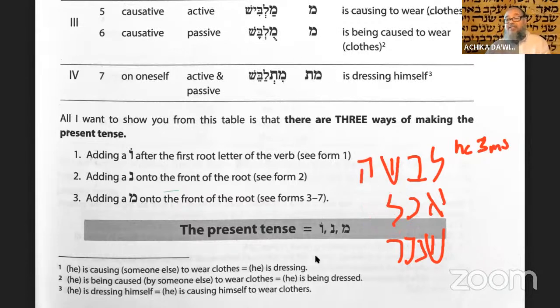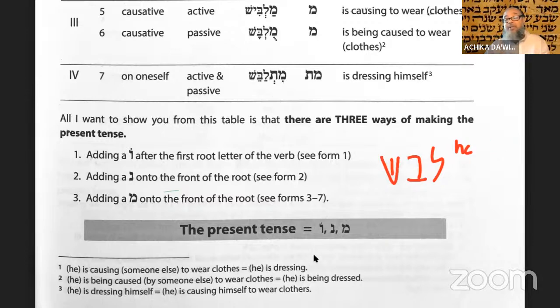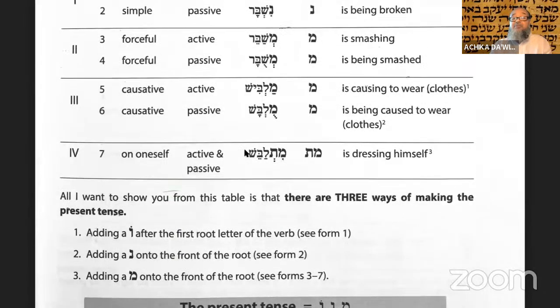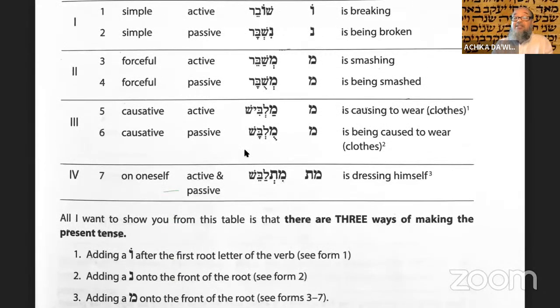That's part of your lessons. So if you understand that, then you'll be good. You'll be like, okay, now I know how to interpret it. So now, according to those examples that we have up there, it has a mem on the front of it. So that tells us something that they already told us: this is a present tense. That's all you've got to remember. It's a present tense. And so presently, he is causing someone else to wear clothes.